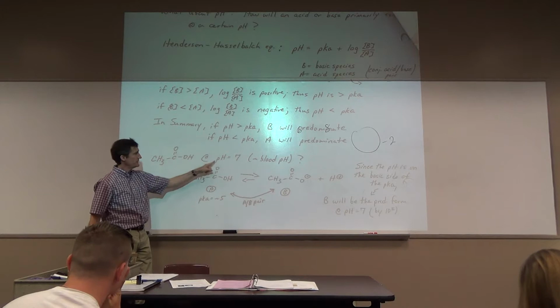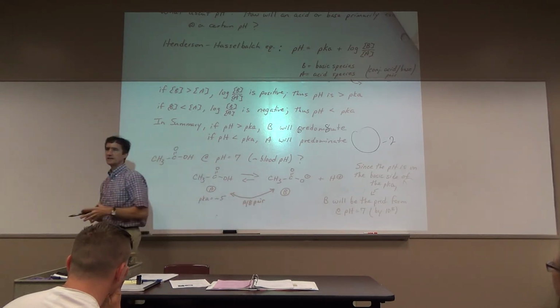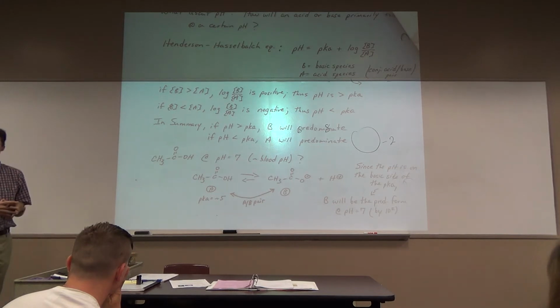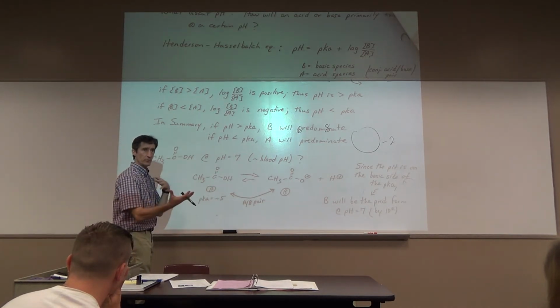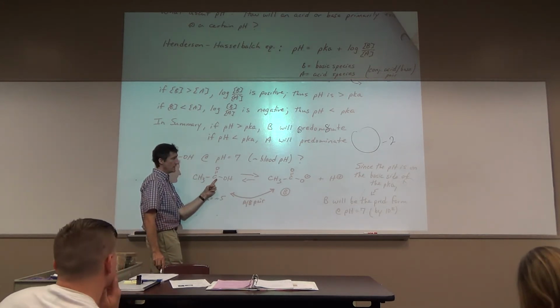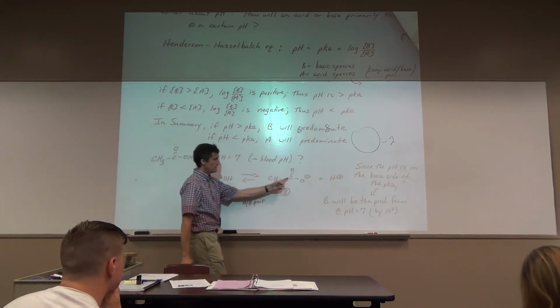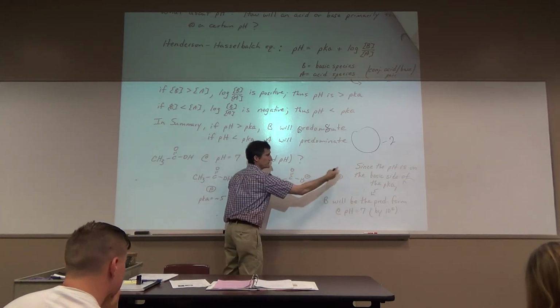How will it exist at pH of 7, which is blood pH? If acetic acid was in your blood, how would it exist? Well, you've got to know your reaction. That is, acetic acid is an acid. If it acts as an acid, it'll become the anion, the conjugate base, right? Something will take the H+.